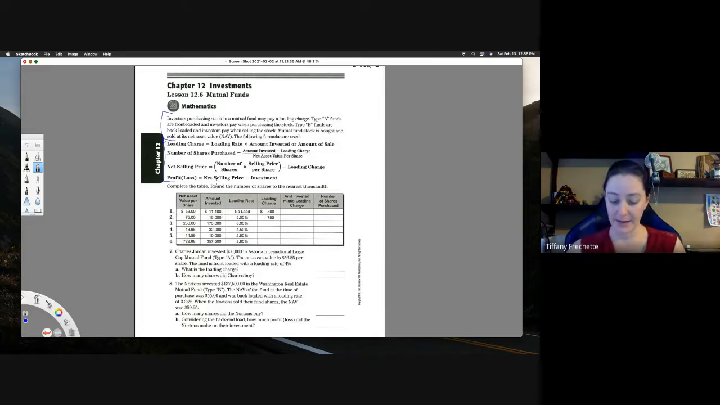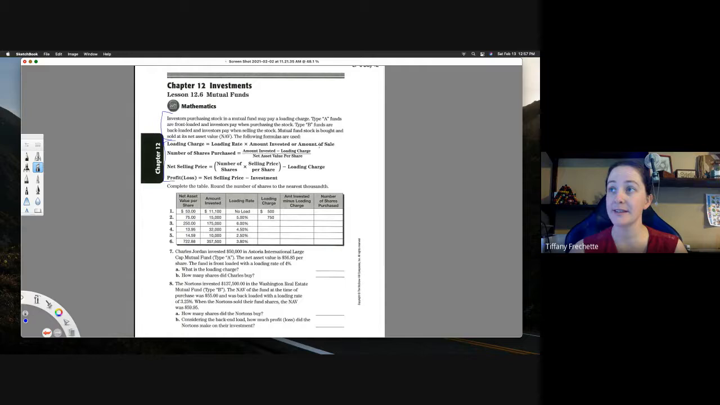But it definitely depends. If you were only investing $1,000 but had to pay a $500 loading fee, that's kind of steep. So, all right, let's go ahead and take a look at this. In this column, you want to multiply the amount invested by the loading rate, and that will give you the loading charge. That's the first calculation up here.